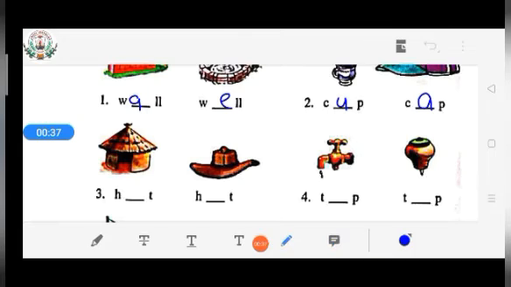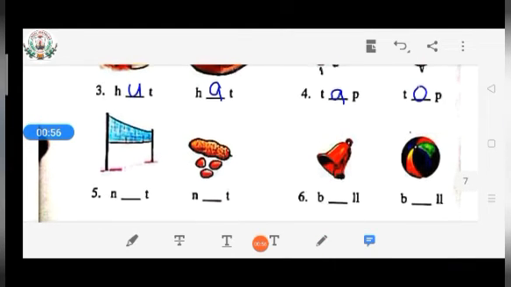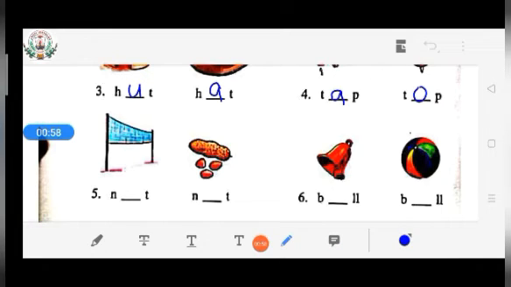Look at the third picture, children. H-U-T, hut. H-A-T, hat. Look at the fourth picture, children. T-A-P, tap. T-O-P, top. Look at the fifth picture, children. N-E-T, net. N-U-T, nut.